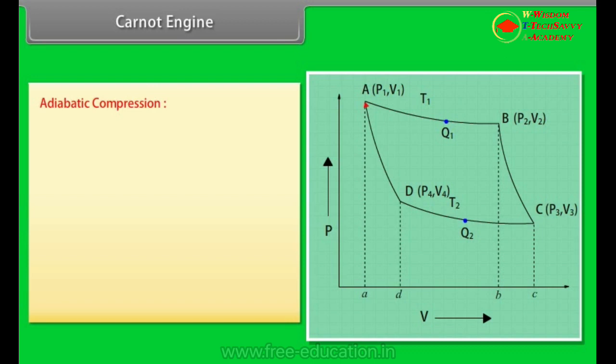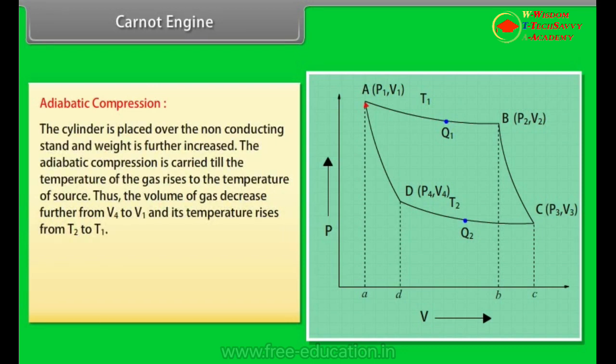Adiabatic compression: the cylinder is placed over the non-conducting stand and weight is further increased. The adiabatic compression is carried on till the temperature of the gas rises to the temperature of the source. Thus, the volume of the gas decreases further from V4 to V1 and its temperature rises from T2 to T1. In a Carnot cycle, efficiency is given by Q1/Q2 = T1/T2.